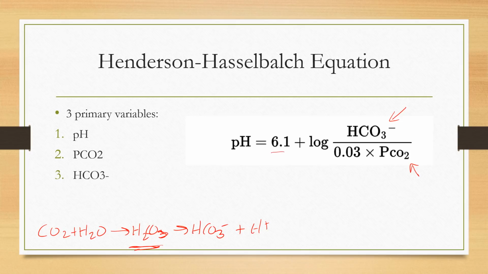The 6.1, for our purposes here, is a constant which represents the pK, and the pK simply represents the pH when both the acid and base are in equal amounts to one another. So for example, if bicarb was equal to the amount of acid, which is the carbonic acid, that ratio would equal 1. The log of 1 is 0. So our pH would equal 6.1. Again, that means the base and the acid were in equal amounts to one another.